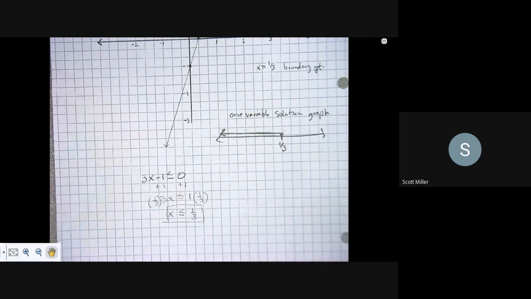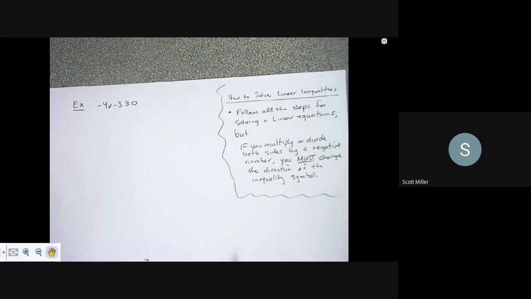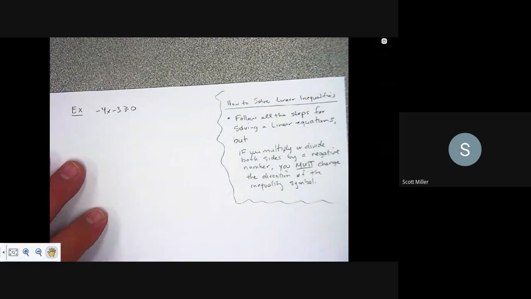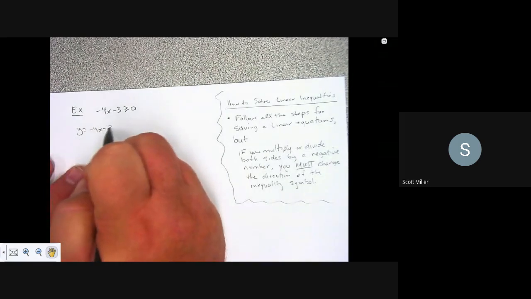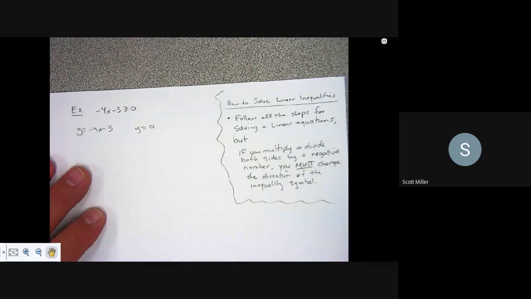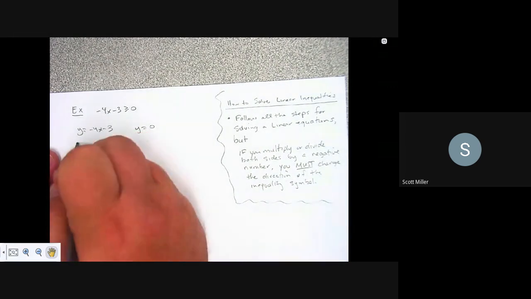Okay, let's look at another example. In this example over here, we're going to do this top one up here. We're going to go through the graphical approach to it also. So we're going to look at it as y equals negative 4x minus 3 and y equals 0. And we're going to graph both of those on the same coordinate system. We can make a little table over here if you want.